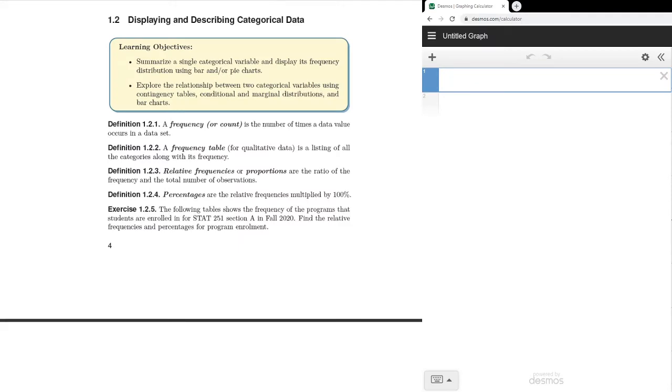In this video, we're going to look at ways of displaying and describing categorical data. We will also look at exploring the relationship between two categorical variables by using a contingency table.